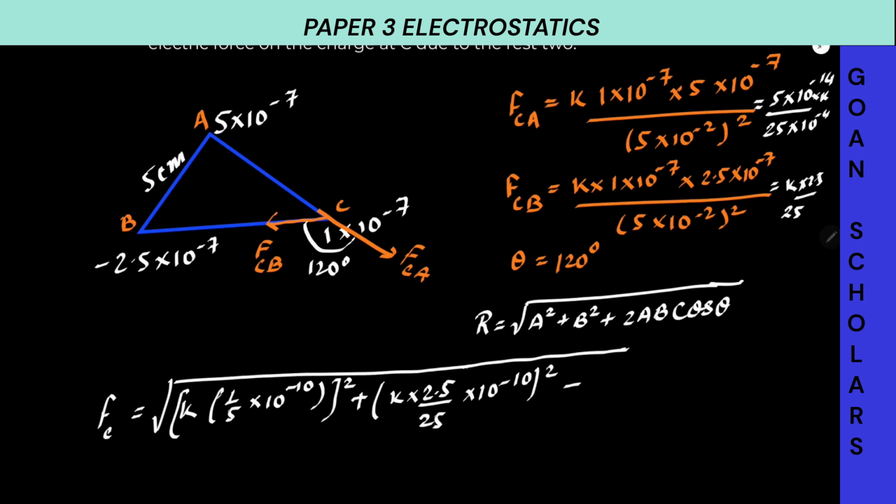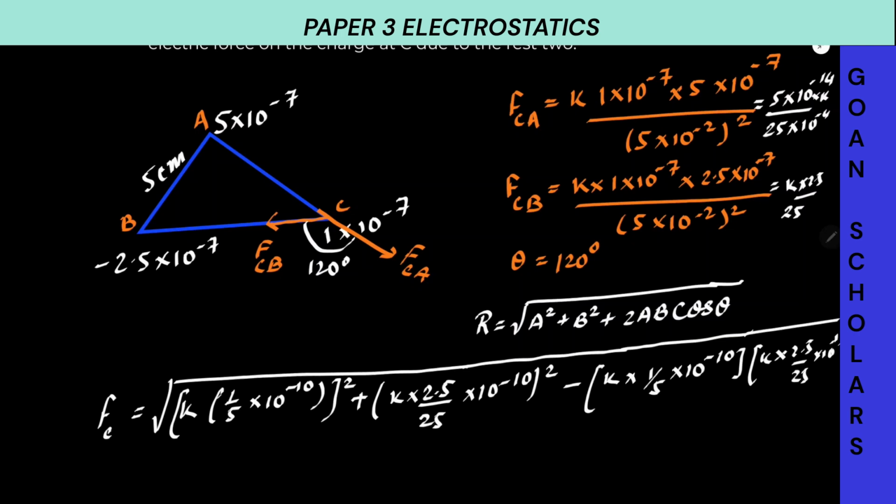Plus, okay, now this plus 2ab, this 2 will cancel out and it will become minus. Why will it become minus? Because cos 120 degrees is minus half. So that will cancel out this 2. Let me repeat here again. Cos 120 will be minus half. That minus half and this 2 will cancel and make it minus a into b. So a is what? Let's put it again. So minus K into 1 by 5 into 10 to the power minus 10, multiplied with K into 2.5 by 25 into 10 to the power minus 10. Correct? Okay, great.